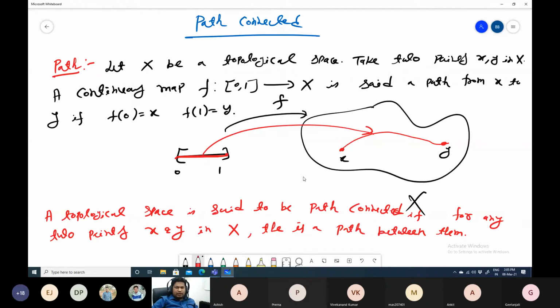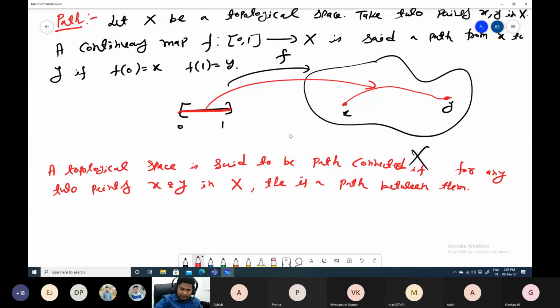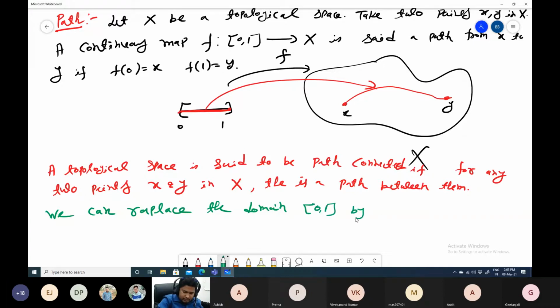Now first of all, is there any strict restriction on the domain? The domain should be [0,1]. Is it? What do you feel? No, sir. Right. So we can replace the domain [0,1] by any closed interval [a,b]. Okay. So this is one.